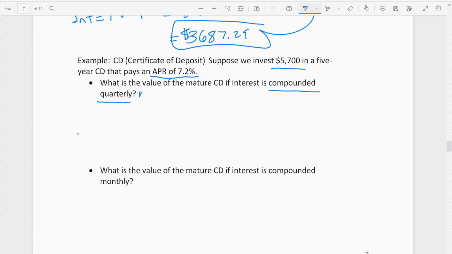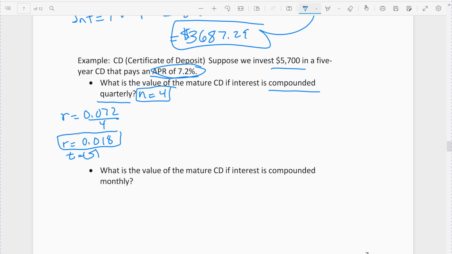So compounded quarterly means 4 times a year they're going to break the money down, and you get to earn a percentage of it. So you take your 7.2%, break it down over 4 quarters of the year, every 3 months. So R is your interest rate, 0.072 as a decimal, divided by 4. So R is broken down 4 times in the year, which does simplify to 0.018. T is 5 years times 4, right? So 20 times your money gets reinvested at that 0.018.